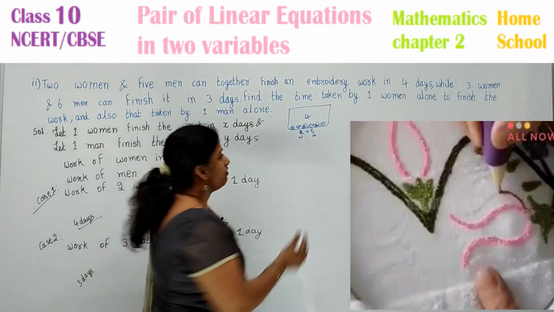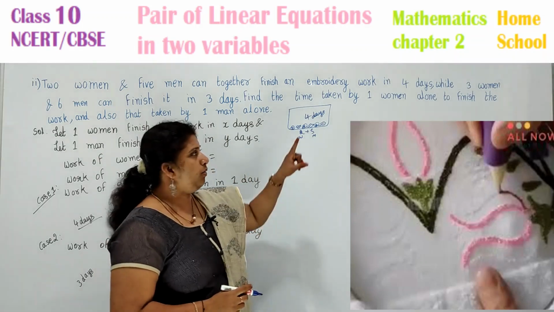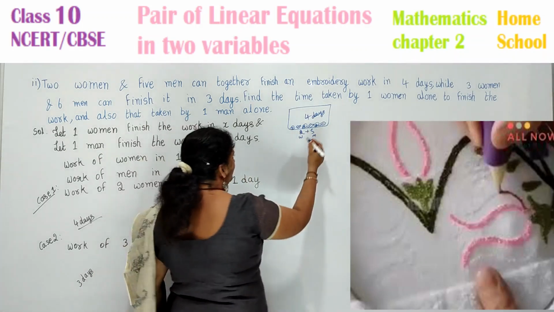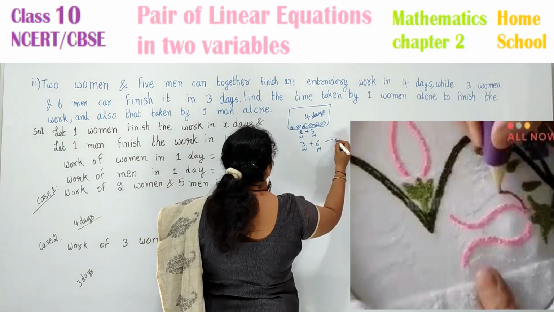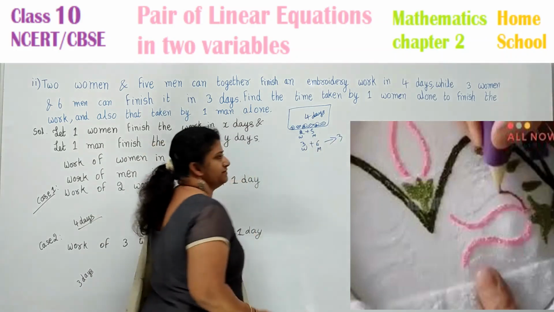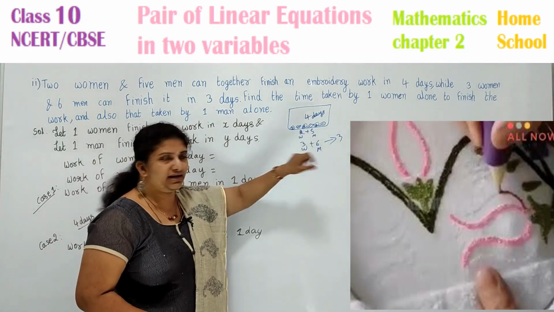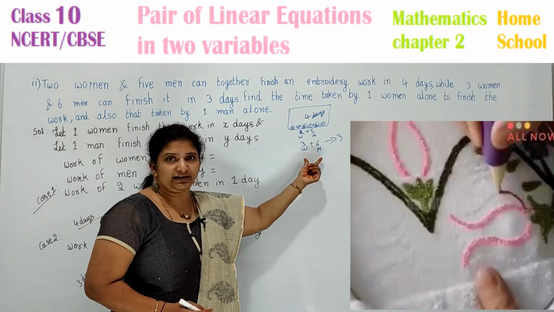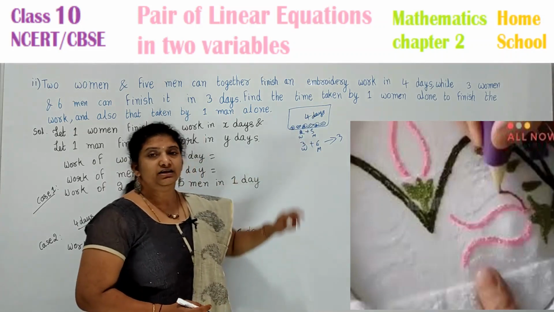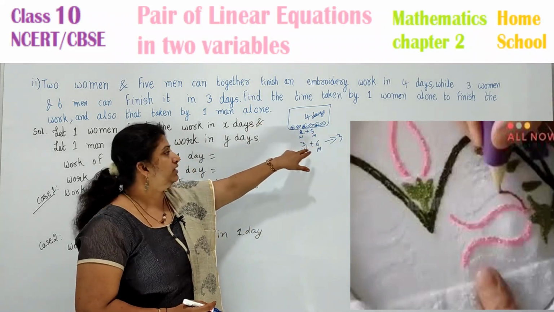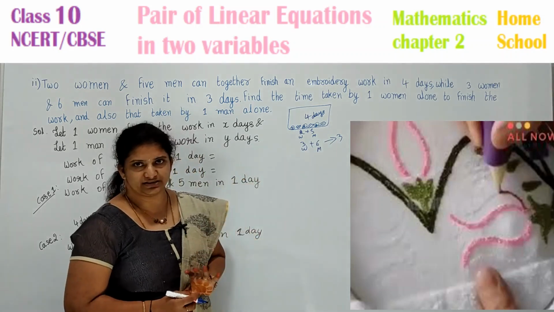2 women and 5 men can together finish this embroidery work in 4 days. How many days? 4 days. Understand the problem carefully, children. While 3 women and 6 men can complete the same work in 3 days. Here what happened? 1 woman increased and 1 man increased, total 2 people increased. So what happened? 1 day is decreased. The same embroidery work, 3 women and 6 men can complete in 3 days.